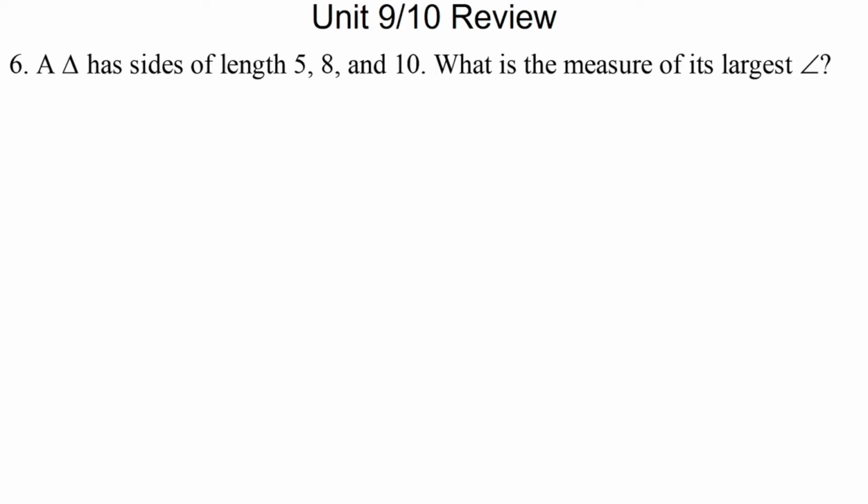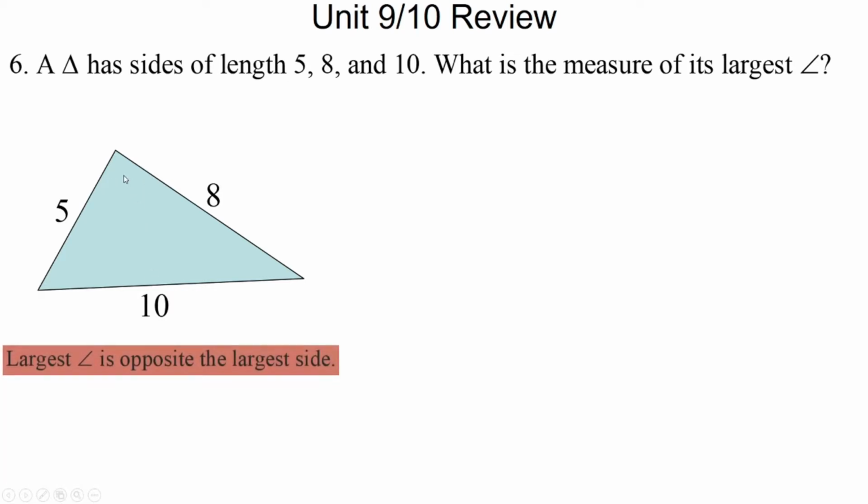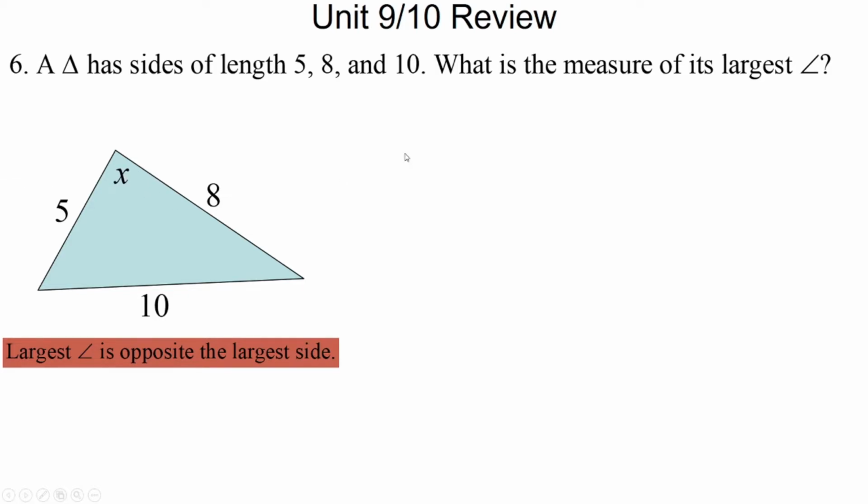Okay, so number 6, a triangle has sides of length 5, 8, and 10. So that's a scalene triangle right there. So not perfect, but let's go ahead and put our dimensions in. So the shortest side is 5, so I'd probably put that right there. The 8, well, let's see, probably the 8 I bet you right there. And here's my 10. Okay, so what is the measure of its largest angle? Well, from geometry, we're hoping you remember that the largest angle would have to be opposite the largest side. So we're looking for the measure of this angle right there. And I'm going to call that x.